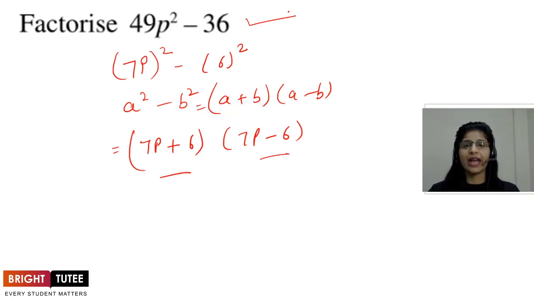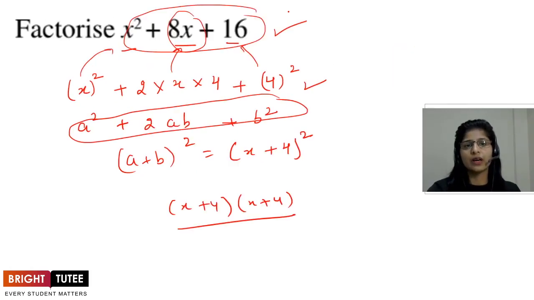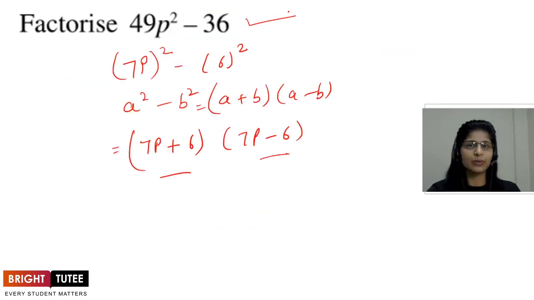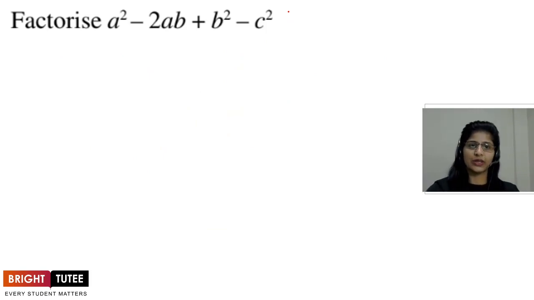Clear? So I have made you understand three questions. The first one was on a square plus 2ab plus b square, the second on the negative one, and the third one a square minus b square. All the three identities are now explained, how to apply them to the questions. Now if you see this one, we have to factorize this. How will you factorize this? How to solve it, right?